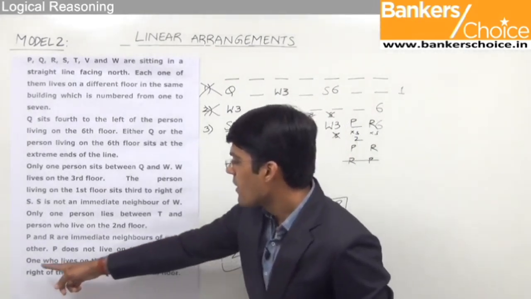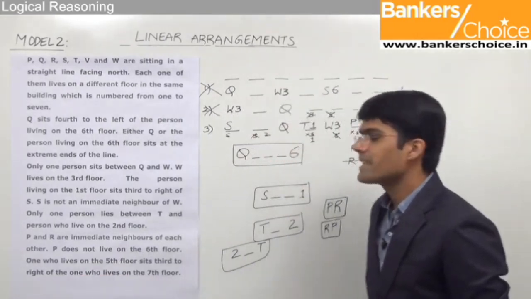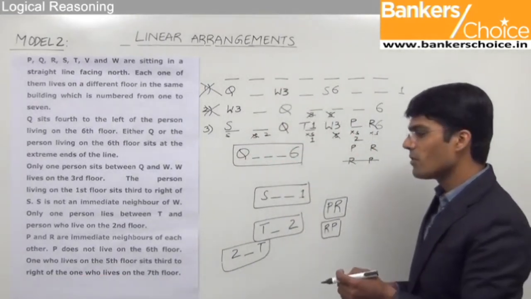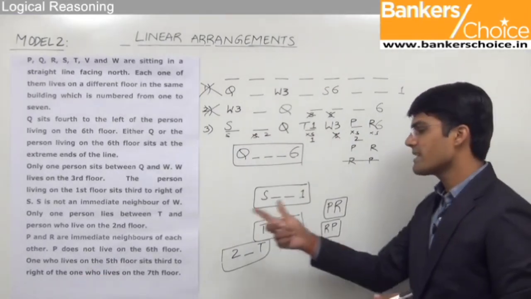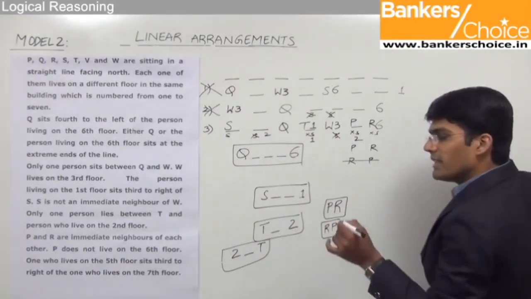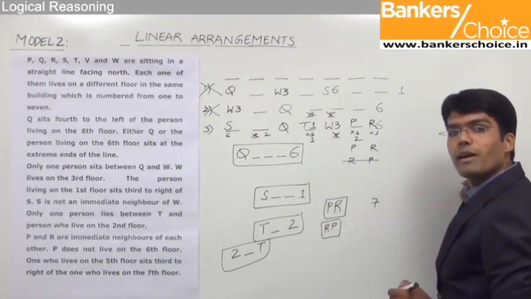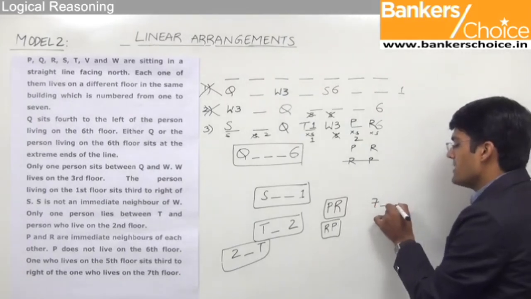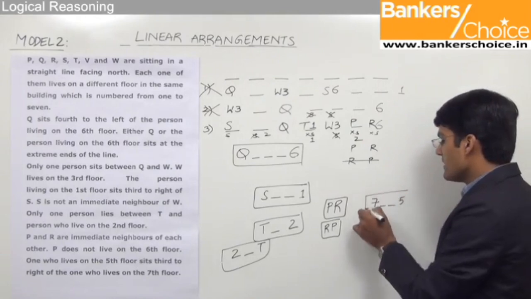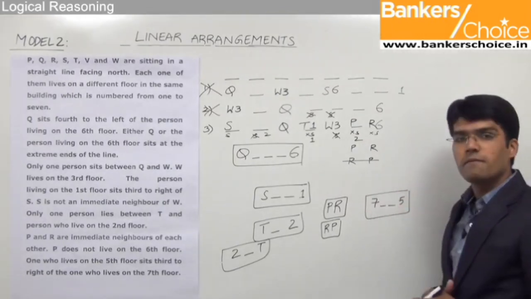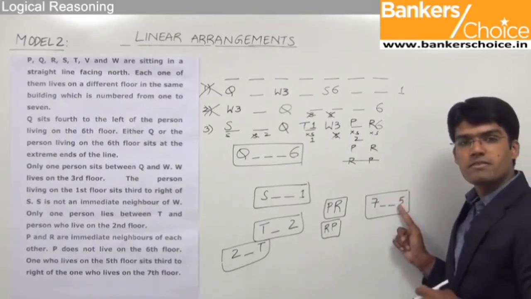The next point here is one who lives on 5th floor sits 3rd to the right of the one who lives on 7th floor. So the person who lives on 5th floor should be 3rd to the right of the person who lives on 7th floor. So let us try to understand the given statement. As we know that 5th floor should be 3rd to the right of 7th floor, if this position is occupied by 7th floor, right of 7th floor, that means towards our right and 3 places away should be the 5th floor person. So this is the correct arrangement of 7th floor and 5th floor. As you can see, the person on 5th floor is 3rd to the right of the person on 7th floor.